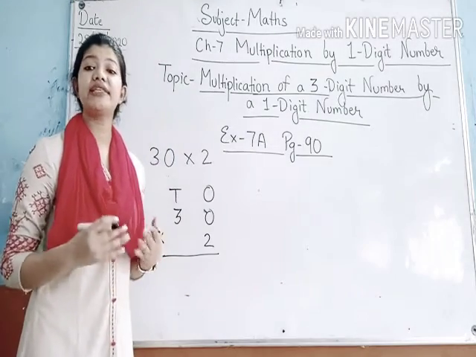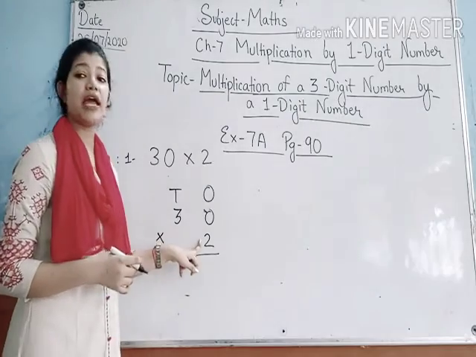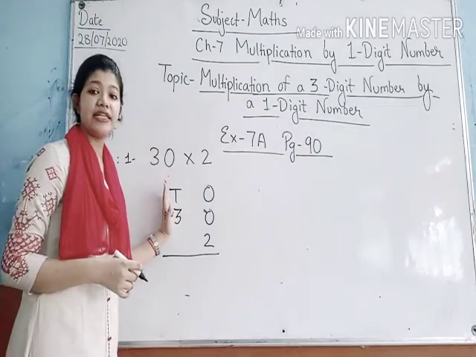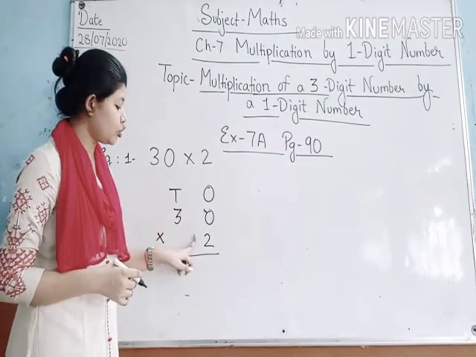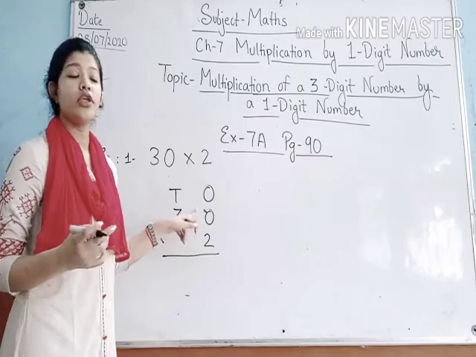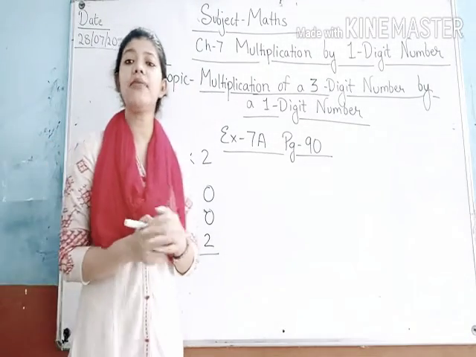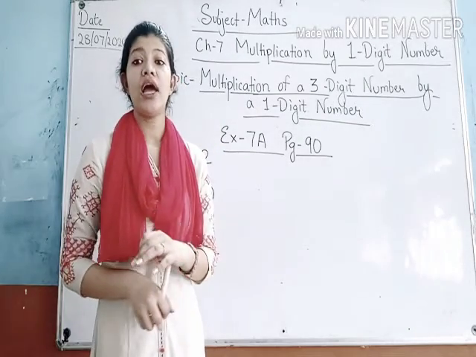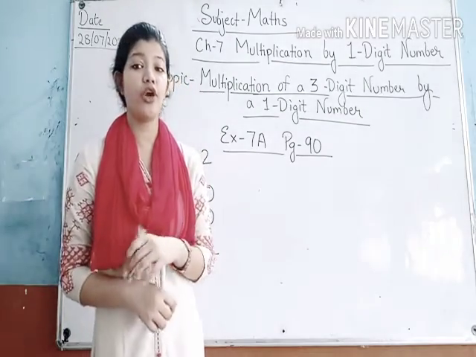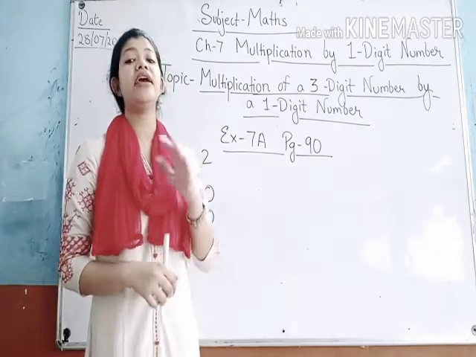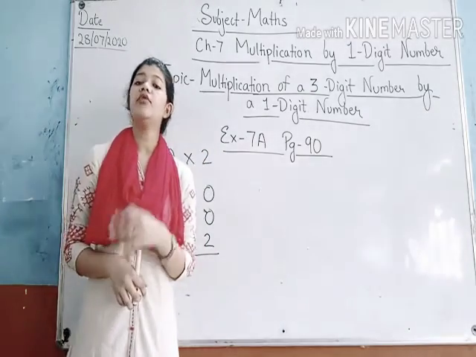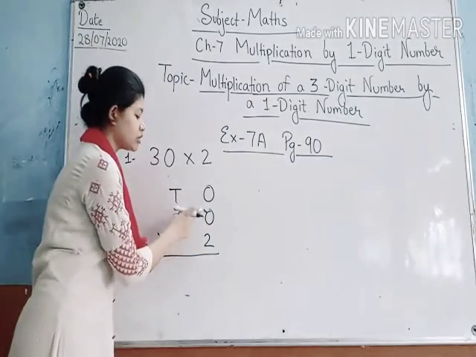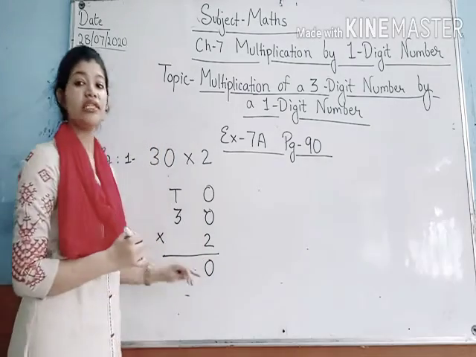Now what is our next step? Our next step is to multiply the second factor first with the ones digit and then with the tens digit. Okay. So 2 times 0. You know that whenever we multiply any number with 0, the answer will be 0 according to the multiplicative property of 0. Yes, we have learned this, that when we multiply any number with 0, the product will be 0. Yes, so 2 times 0 is equal to 0. Okay.